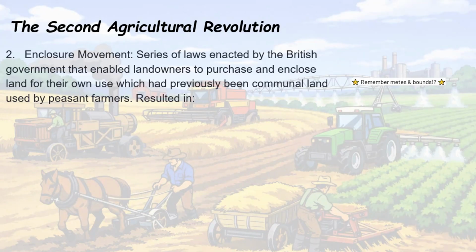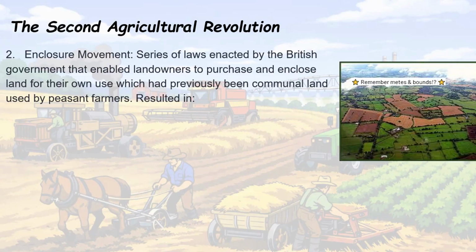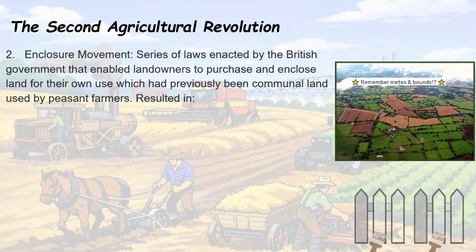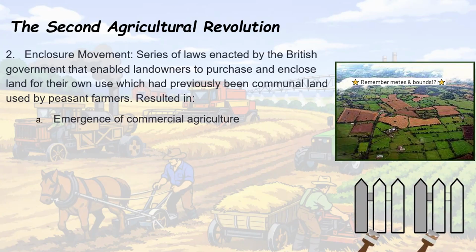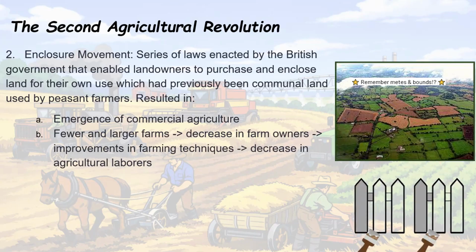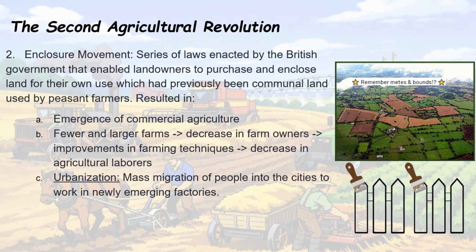Land in Great Britain was about to get fenced off, literally. The enclosure movement was a series of laws that allowed wealthy landowners to take over common land that peasant farmers had been using. That shared land? Gone. Now it's privately owned, enclosed, and controlled.